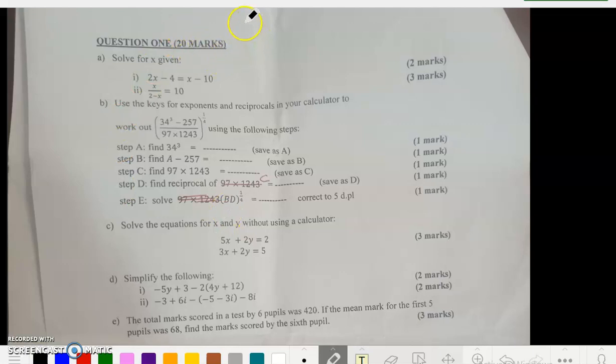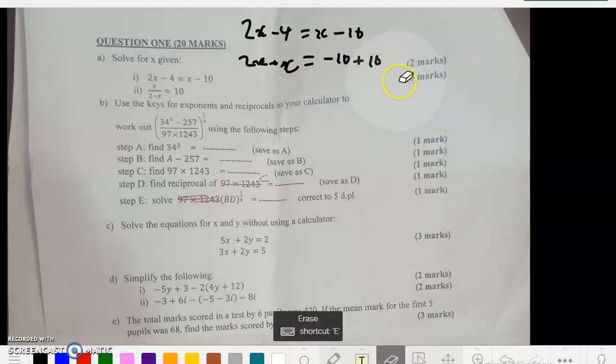So here you have 2x minus 4, and this is equal to x minus 10. If you do a little collecting of the like terms, this will be 2x minus x, because we have x this side and we have 2x, and this will be equal to minus 10. When you take this 4 to the other side, it becomes plus, that is plus 4.